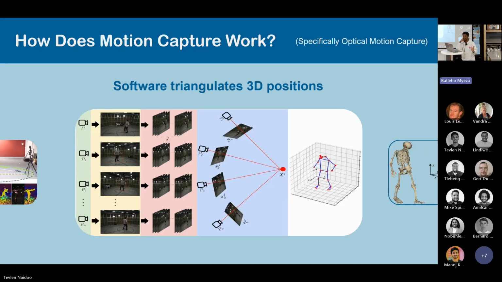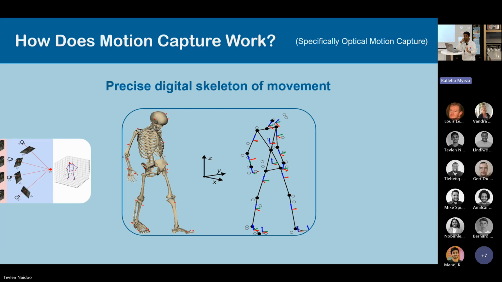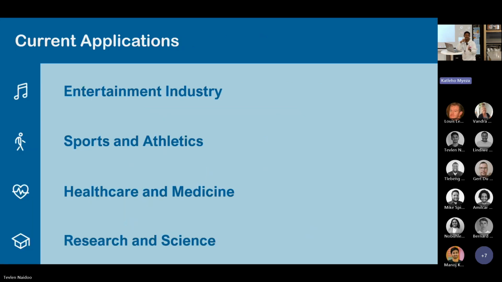Once you are satisfied you've captured everything you need, you think, okay, fine, I've captured the motion. Then you can chuck all of that massive amount of data into a software, and it's going to do its best to triangulate a 3D position. And at the end, if you've done everything correctly, you should be left with a precise digital skeleton of movement. Fantastic, great success. But where do you actually use motion capture?